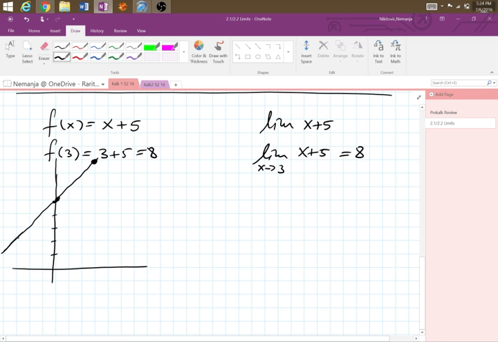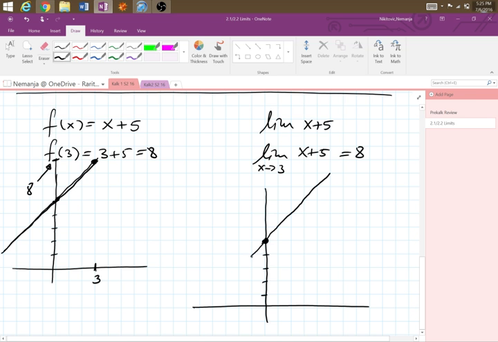We had that 45-degree line, and at 3, we got our 8 as the result. But the limit doesn't operate that way. The limit is going to do something completely different. So we still have the same function, same line as before.